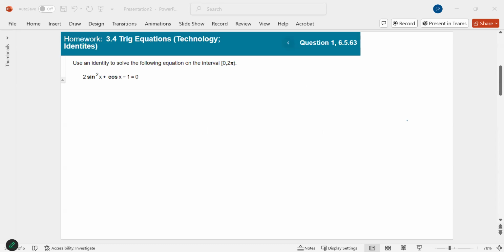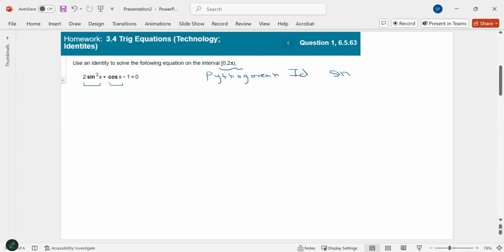So we know we have to be in radians because it tells us that we're in the interval 0 to 2 pi. So we have 2 sine squared x plus cosine x minus 1. We can't solve this because it's in both sine and cosine, so we need to make it in terms of either just the cosine or just the sine. The way we can do that is to use the Pythagorean identity.